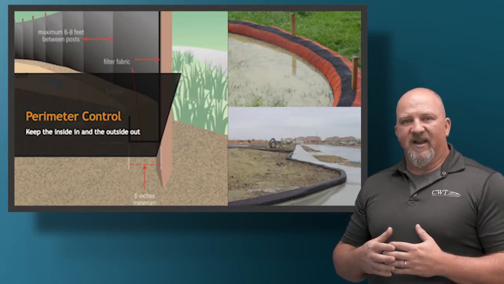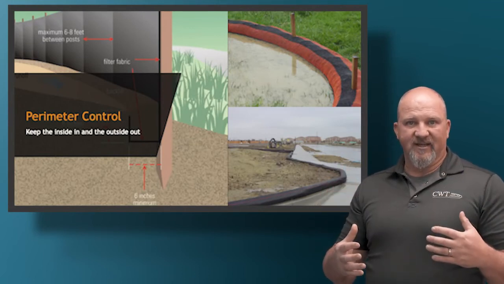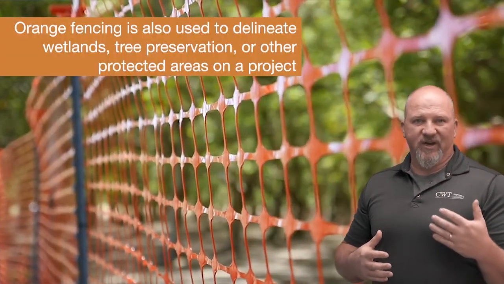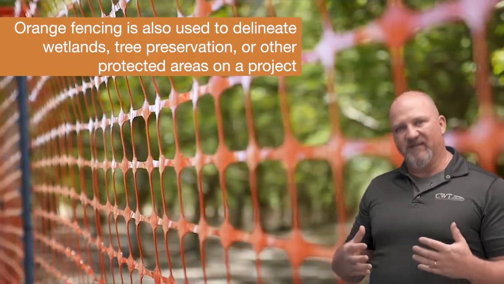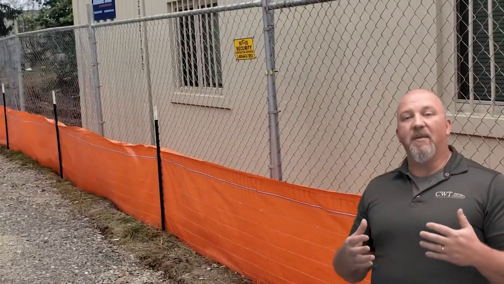You first need to identify your site and make sure that people know what is your project and what is not. Oftentimes this is done by something orange. We call it safety fence or snow fence, or now there's an orange colored sediment fence that can serve a dual purpose. Silt fence or sediment fence is a BMP.